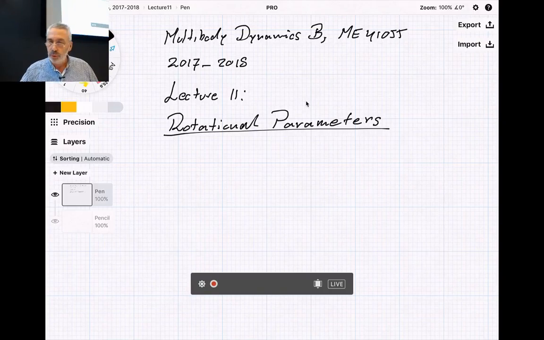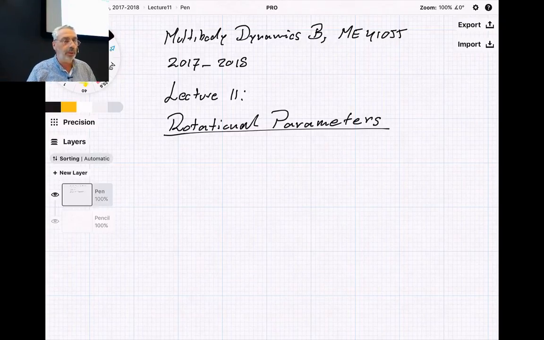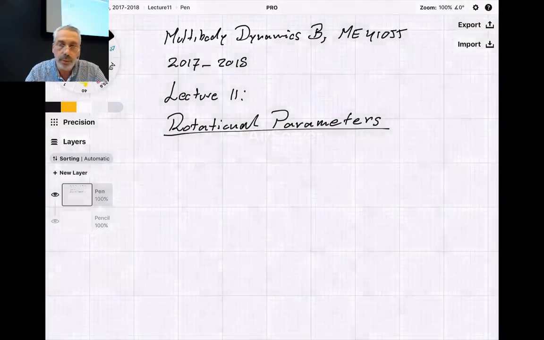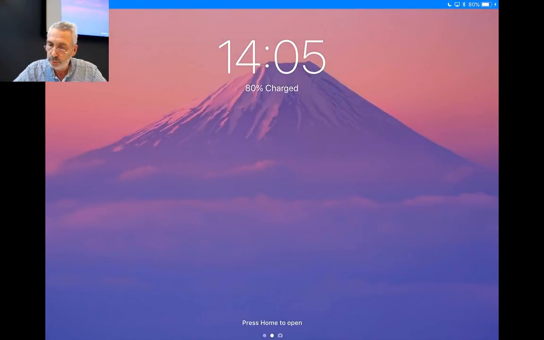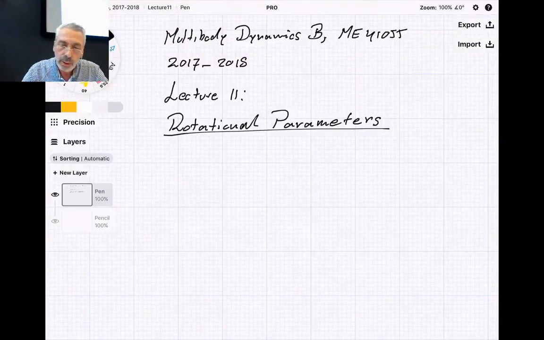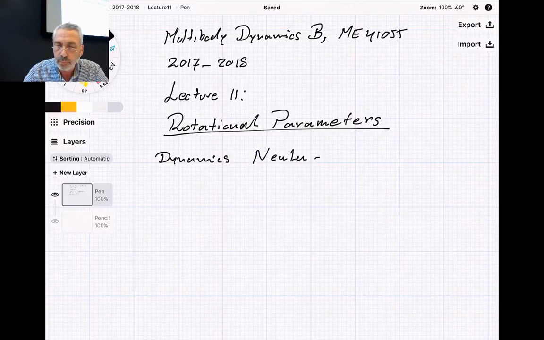Yep, then we go to the contents of today. So rotational parameters, we're going to dive a little bit more into that. Why? Well, let us recall where we came from. Yeah, where we came from. So our dynamics is usually described by what we call the Newton-Euler equations of motion.